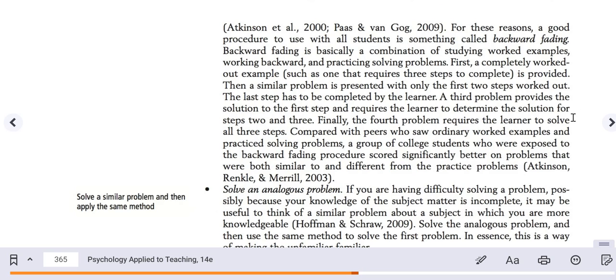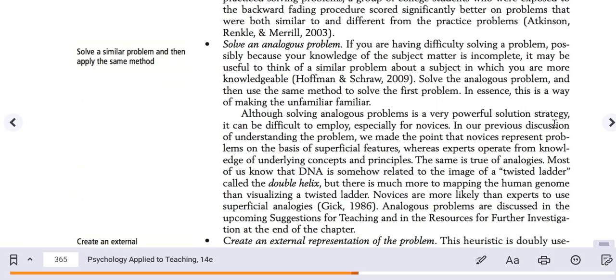The third problem provides the solution to the first step and requires the learner to determine the solution for steps 2 and 3. Finally, the fourth problem requires the learner to solve all 3 steps. Compared with peers who saw ordinary worked examples and practiced solving problems, a group of college students who were exposed to the backward fading procedure scored significantly better on problems that were both similar to and different from the practiced problems.